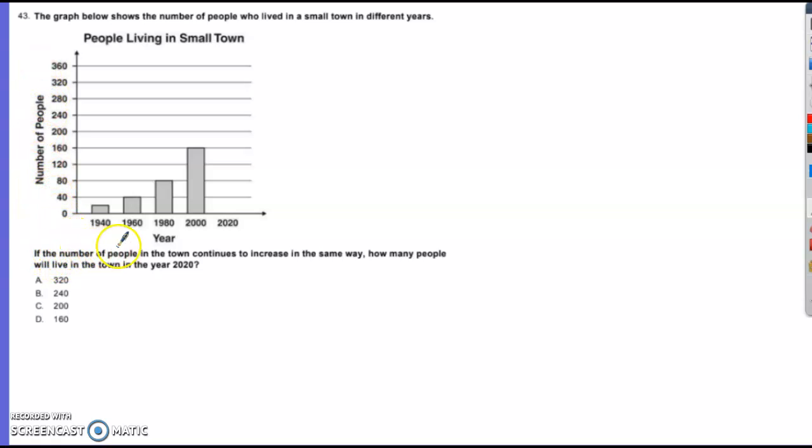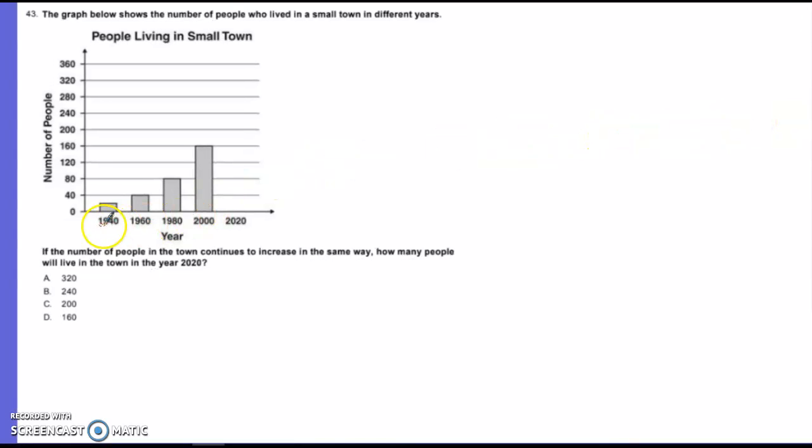So if the number of people in the town continued to increase in the same way, how many people will live in the town in the year 2020? Whoa. So you'll notice up here on the chart, 2020 is blank. That didn't mean no one lives there. They want us to figure out how many people there were based on this pattern here. So my first thing that I would think to do would be to look at it and figure out what is the pattern. So it says if they continue to increase in the same way. So it must be increasing the same amount each time, or there must be some sort of pattern.